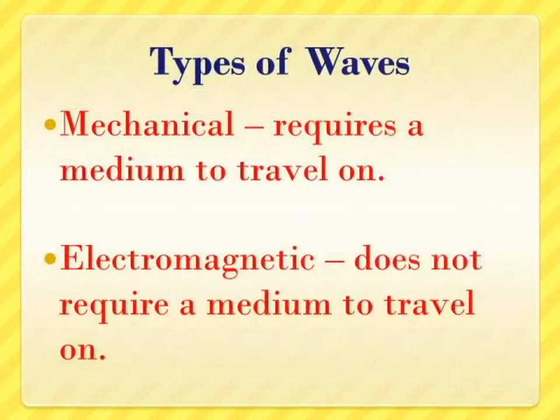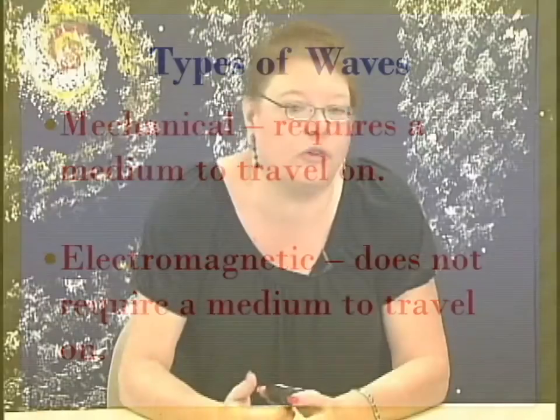Two types of waves: mechanical waves and electromagnetic waves. Mechanical waves are waves that require a medium to travel on, and that's probably all the kinds of waves that you're familiar with. Think about sound waves, they have to have the air to travel on. Think about earthquake waves, they travel through the ground. Electromagnetic waves, on the other hand, do not require a medium. They will travel through a vacuum.